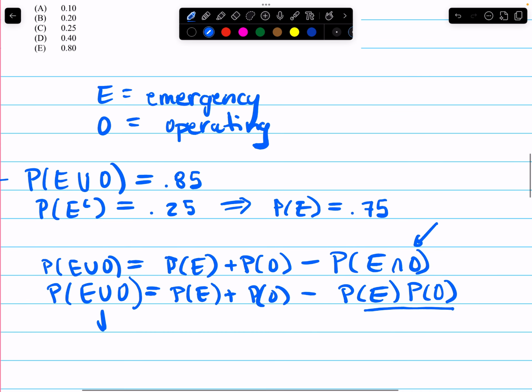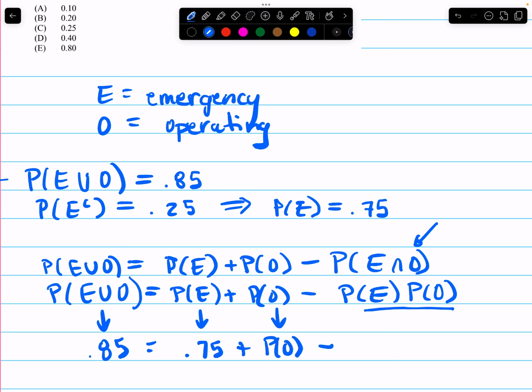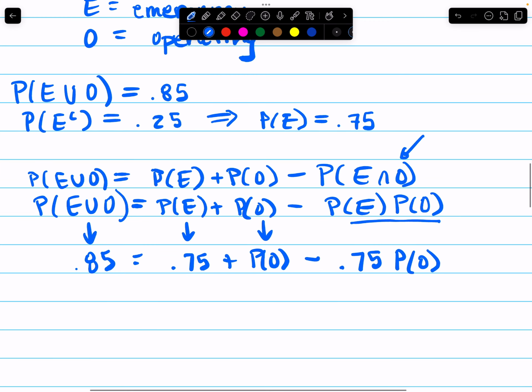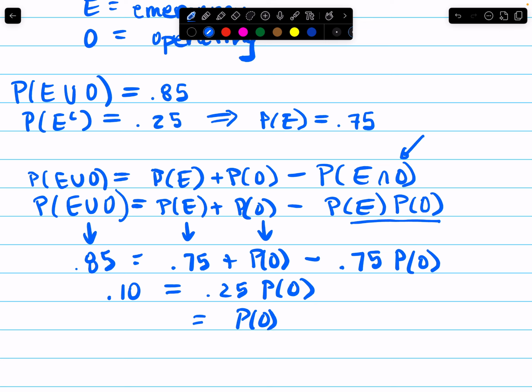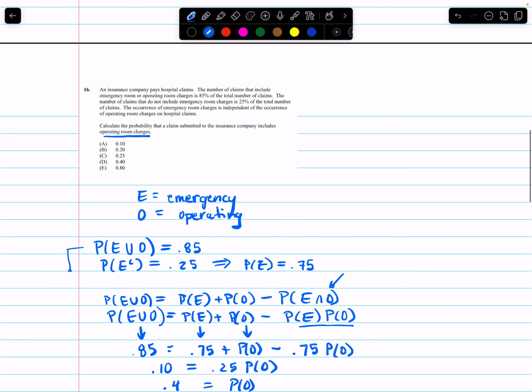All right, we know this value right here is 0.85, this one right here is 0.75. This is the one we're looking for, so we don't know what it is, minus 0.75 times P of O. Now we just have to solve for P of O, and this is linear, so that's very easy to do. So 0.10 is equal to 0.25 times P of O, divide by 0.25, and that gives you 0.4 is the probability of operating charges. The answer is D. Did you get it?